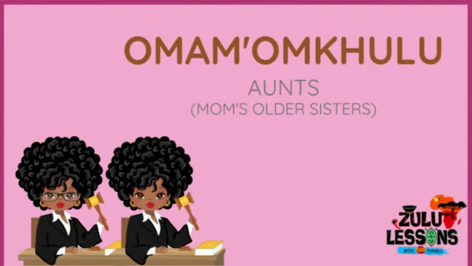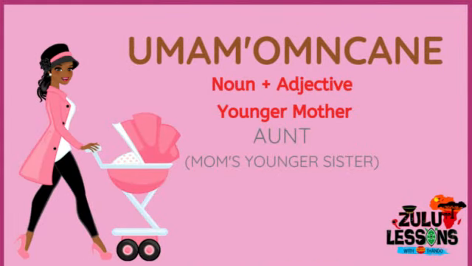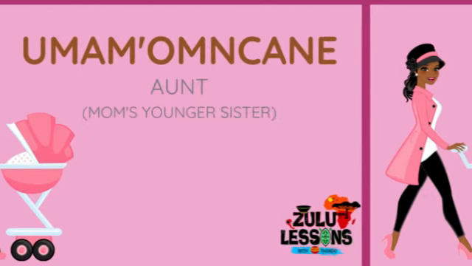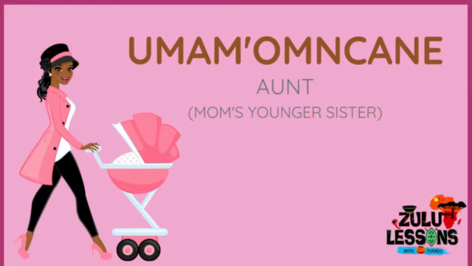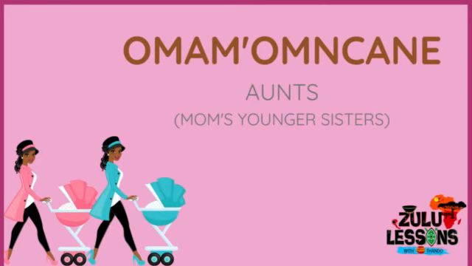Now, what is the plural? More than one mother who is older than your biological mother. That is omamomkhulu. The one who is younger, I'm sure you're putting this together now. We said younger is omncane. So one aunt who is younger than your mother is umamomncane. And plural, omamomncane.